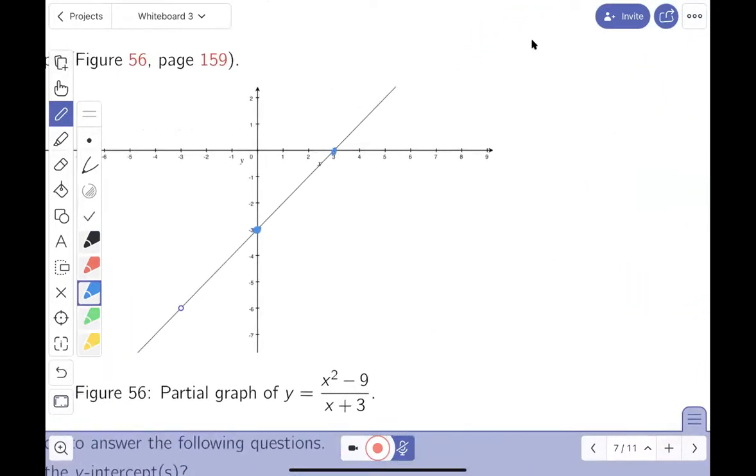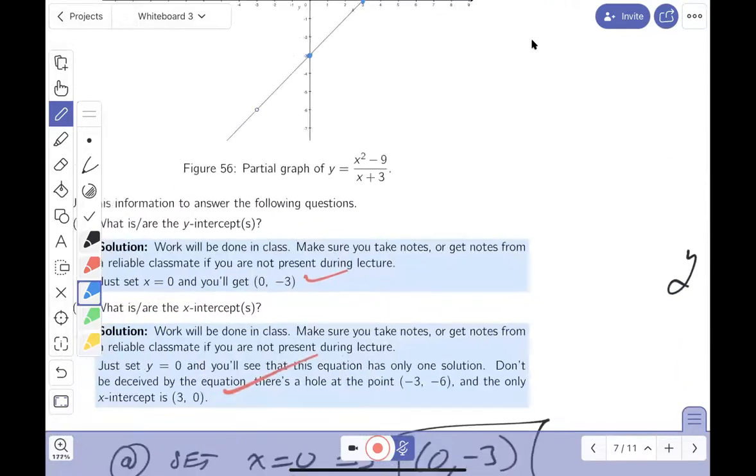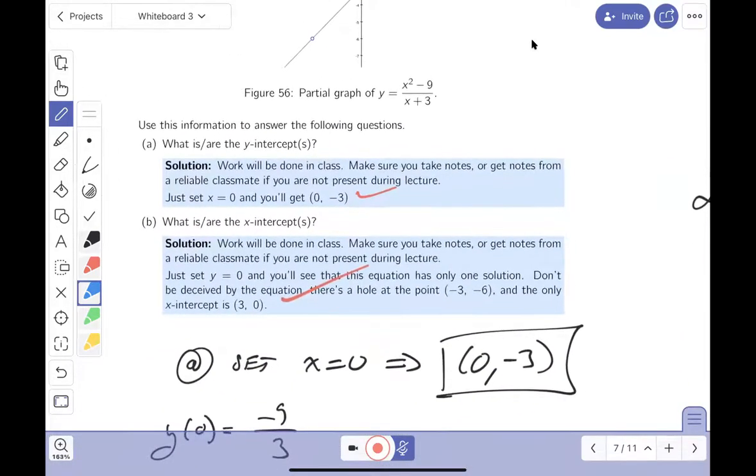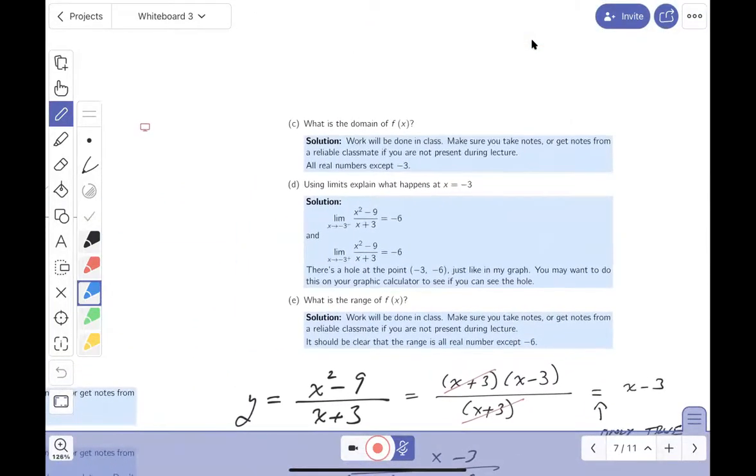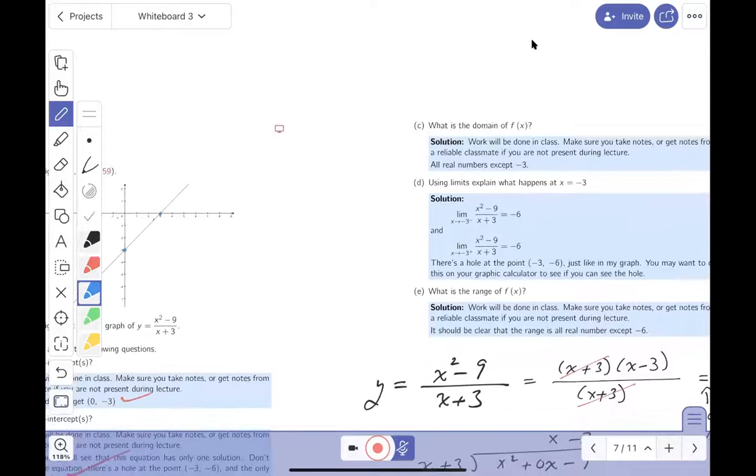I'm seeing it. All right. Let's keep reading it. We just did A and B. Let's go to C now. C says, what's the domain of it? Well, that couldn't be easier. And why is that? I'll write it down for you.